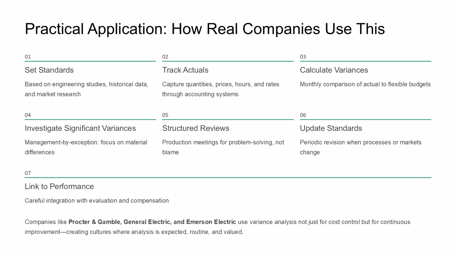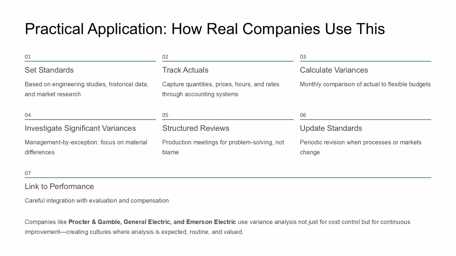Sixth, they update standards periodically when production processes change, when market conditions shift, or when learning occurs. Standards aren't carved in stone, they evolve. Seventh, they link variance analysis to performance evaluation and incentive compensation, but carefully because what you measure and reward is what you get, so you better measure and reward the right things.